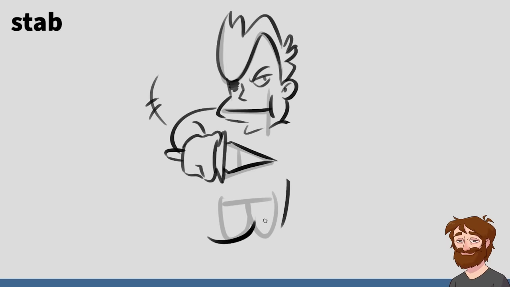Let's just get out. Is that my butt? Oh my God. He's turning around and doing a stab.